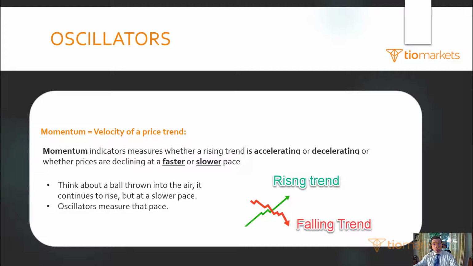So using these momentum oscillators, these indicators, will help us measure the strength of that velocity and give us early insights into whether that momentum is starting to slow down, so that we can prepare ourselves as traders and take action.